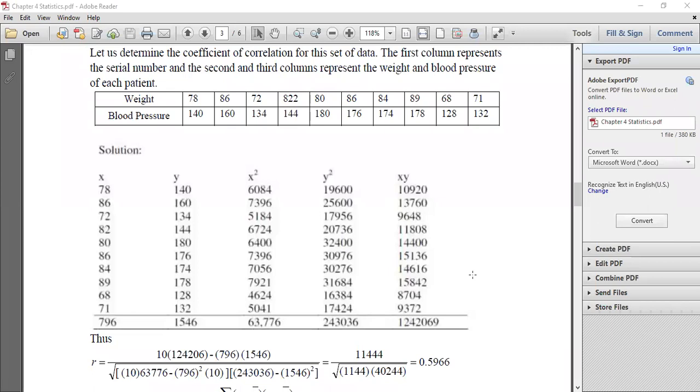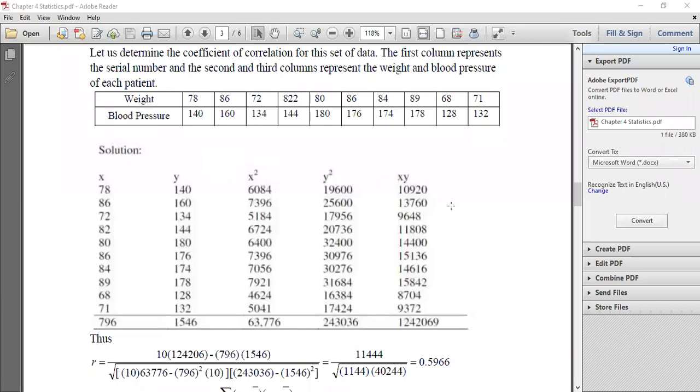Once you substitute the values, you get your answer here. And then now you can interpret that as either positive or negative, and whether weak or strong. And then again, you can retreat back to your values here. Then you can point out the direction: as one variable increases, does the other increase, or does it decrease?